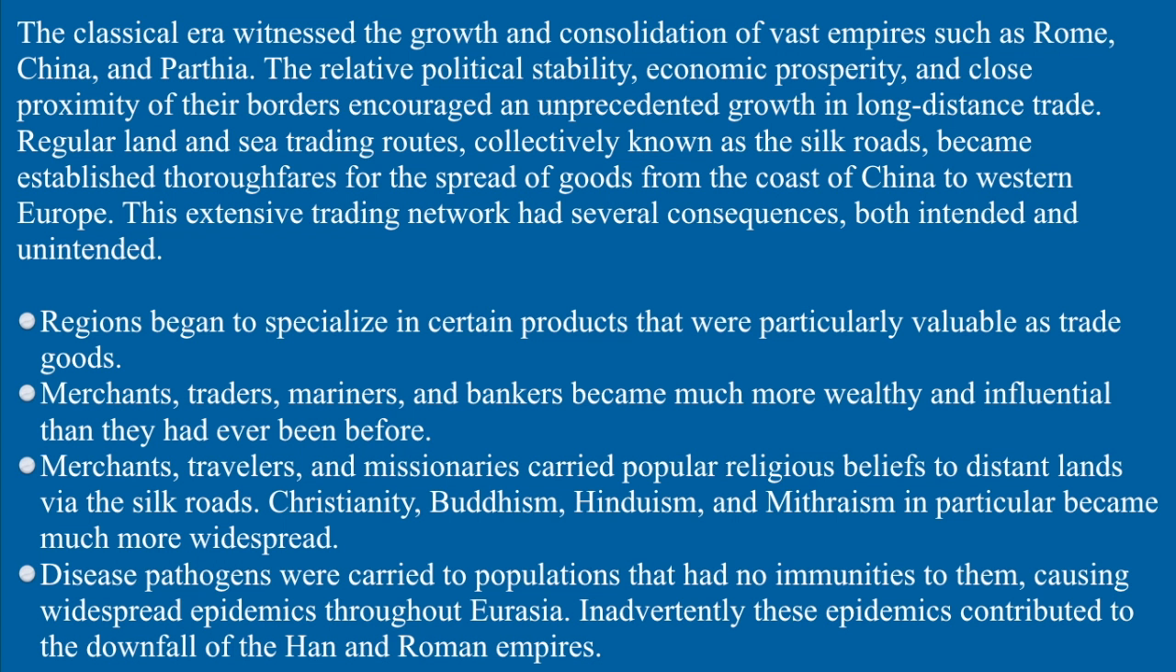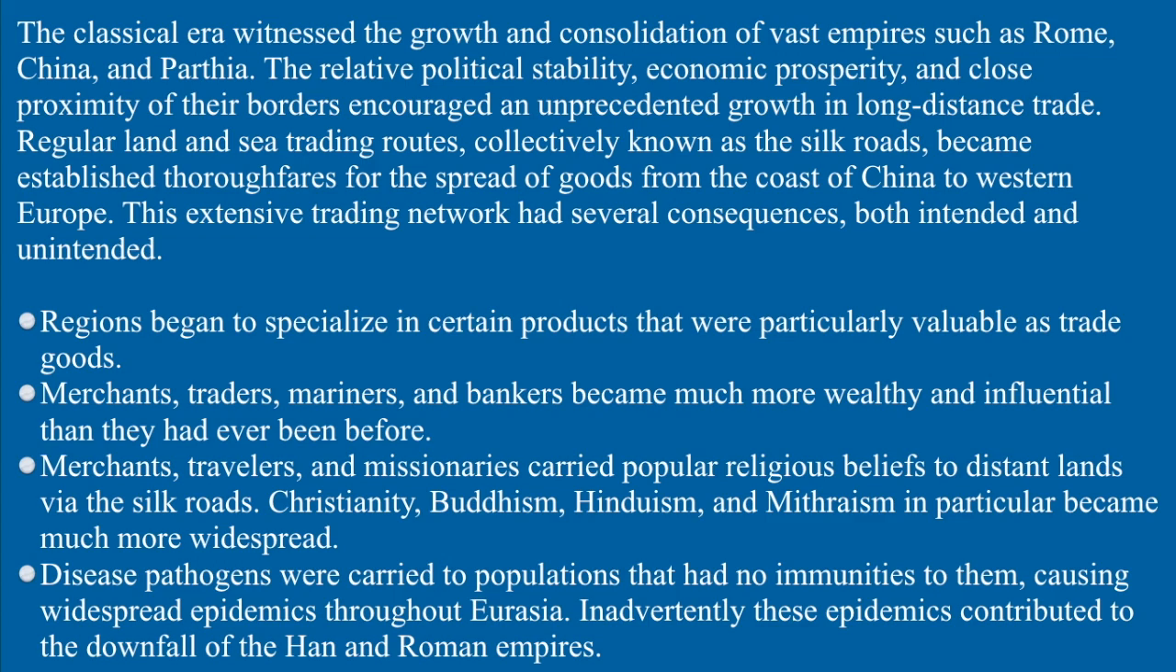Here's our intro. The classical era witnessed the growth and consolidation of vast empires such as Rome, China, and Parthia. The relative political stability, economic prosperity, and close proximity of their borders encouraged an unprecedented growth in long-distance trade. Regular land and sea trading routes, collectively known as the Silk Roads, became established thoroughfares for the spread of goods from the coast of China to Western Europe. This extensive trading network had several consequences, both intended and unintended.